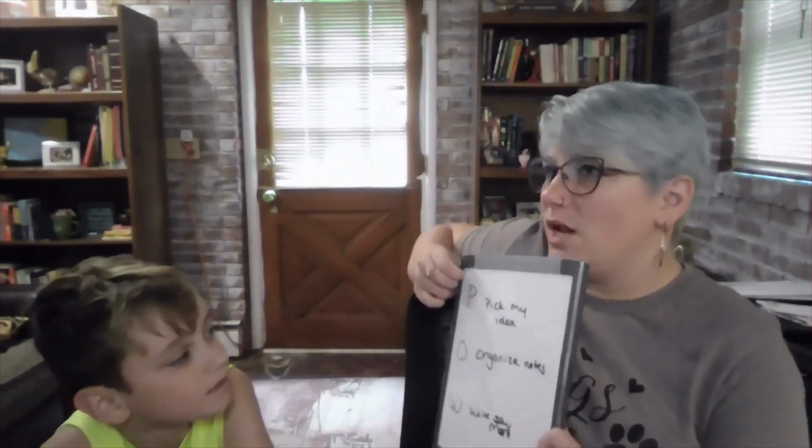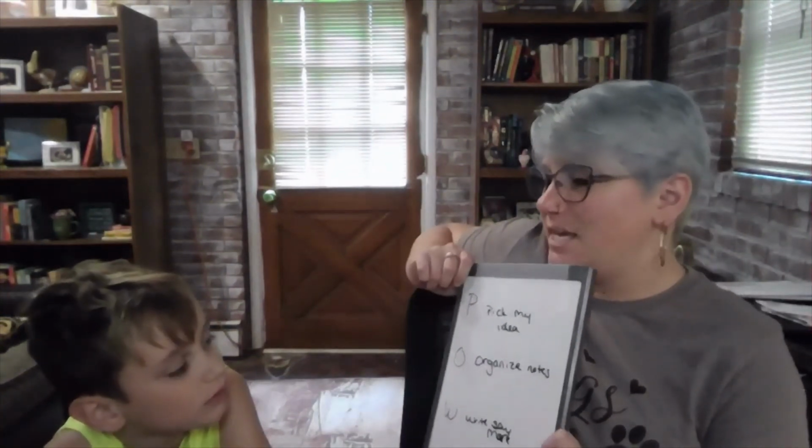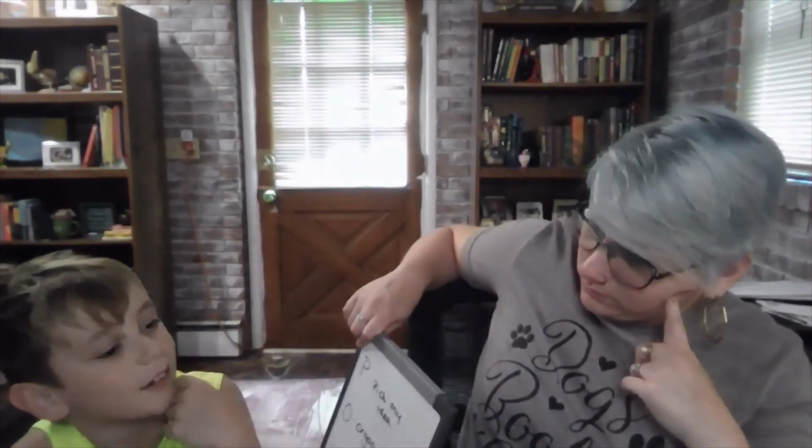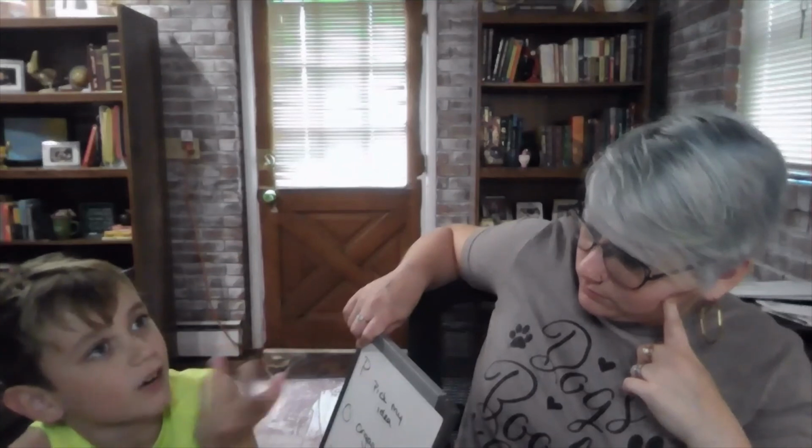So what I've got to do first is pick my idea. I've got to think of an idea to write about. Can you help? Give me an idea for an idea. How about, like, make a list? Give me a person, place, or thing for my idea.